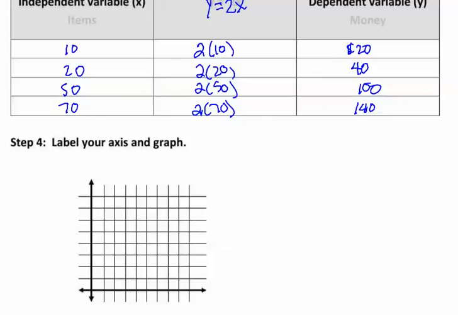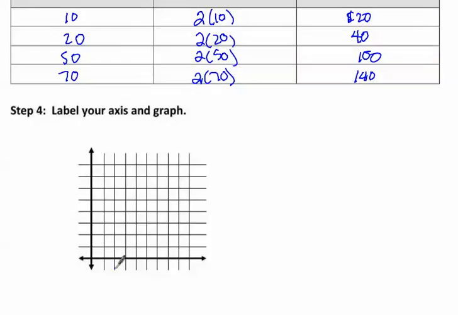You don't have to go up by ones. You can go up by tens. So 10, 20, 30, 40, 50, 60, 70, 80, 90. Same thing going up here. You may have to go up by 20s in order to reach all the way up to 140. 20, 40, 60, 80, 100, 120, 140.